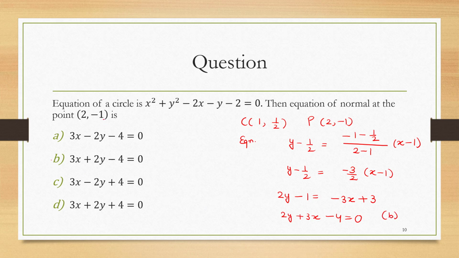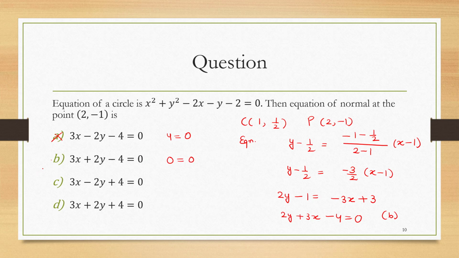Now let's try with the shortcut. Just put the point 2, minus 1 here. If we put the point 2, minus 1, 3 2s are 6. Minus 2 into minus 1 is plus 2. 6 plus 2, 8. 8 minus 4, 4 equal to 0. Not correct, cancel. 3 into 2, 6. 6 minus 2, 4. 4 minus 4, 0.